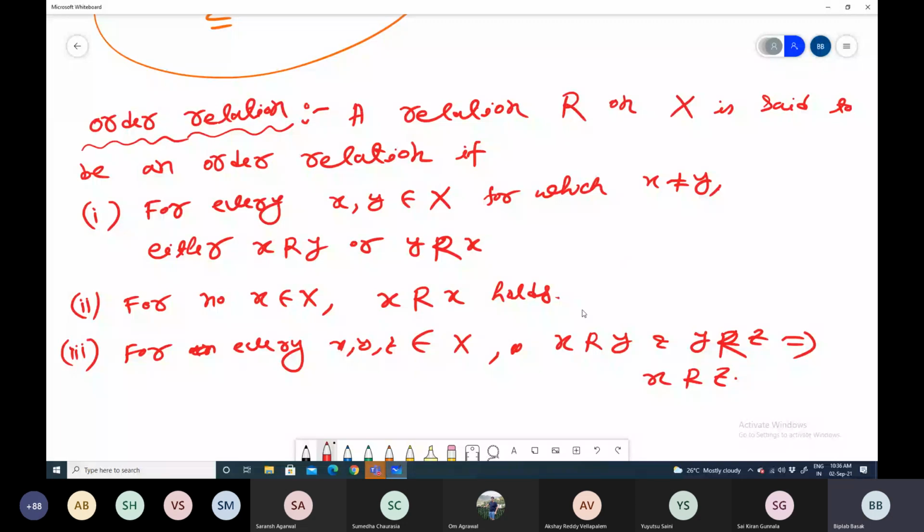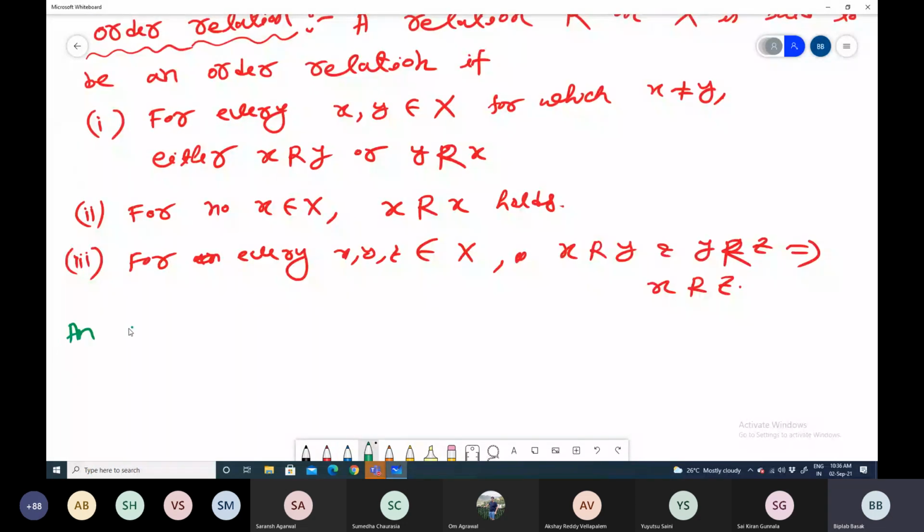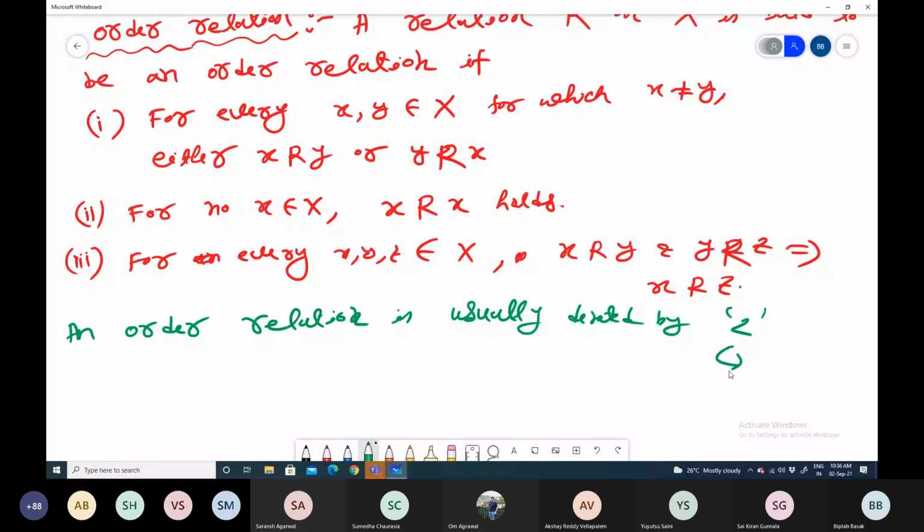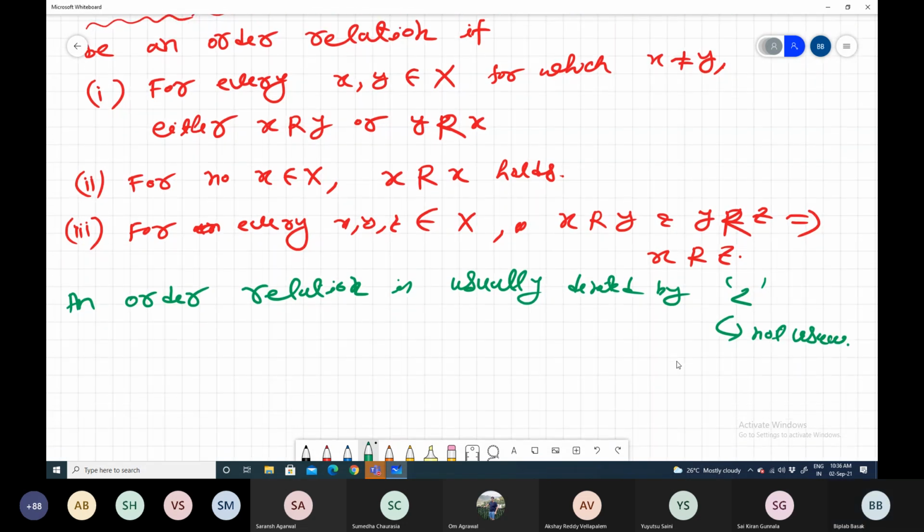So an order relation is usually denoted by this symbol. So not the usual one, we will use that less than symbol, okay? But it is not the usual ordering.